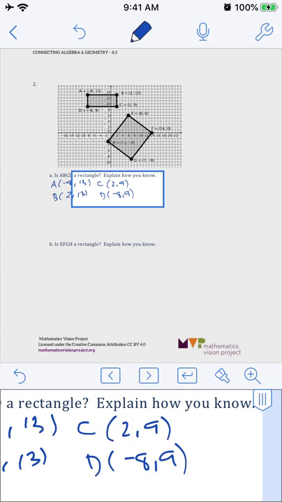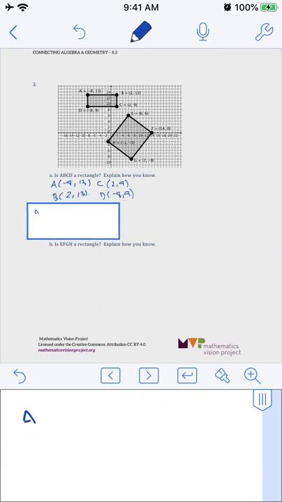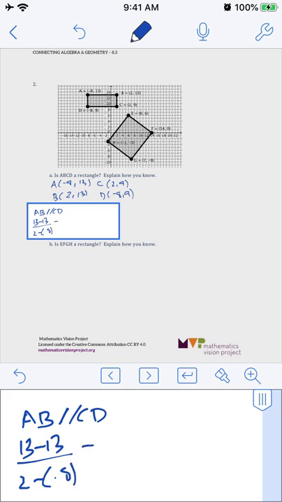All right, so first off, we got to prove parallelogram, right? We got to prove these things are parallel. Again, we're not going to trust a picture. We are going to find some slopes. Let's look at AB parallel to CD. We get 13 minus 13 over 2 minus -8. We get 0 divided by 10, which is 0. So 0 slope for one of them.